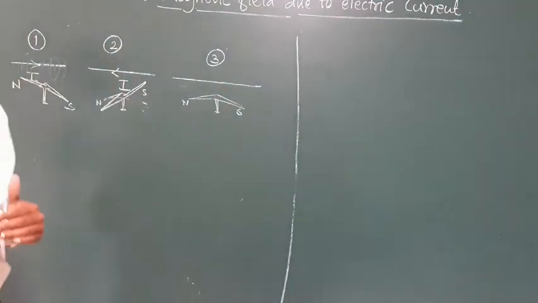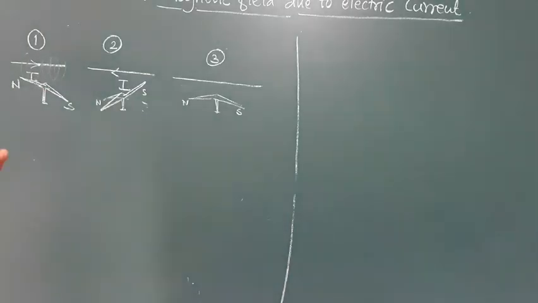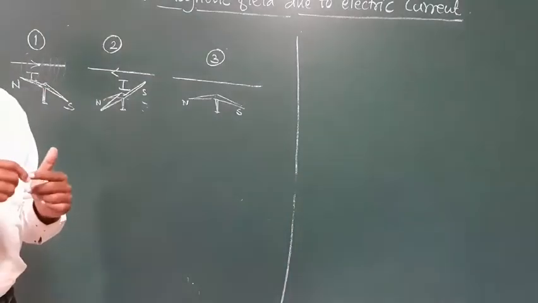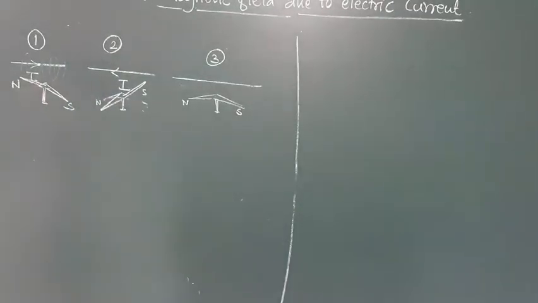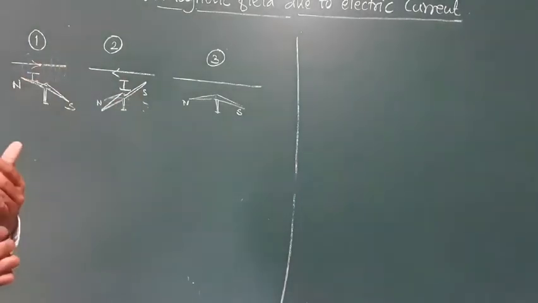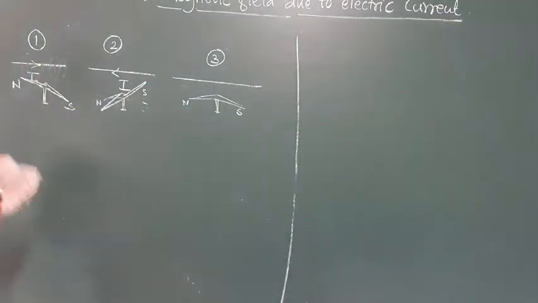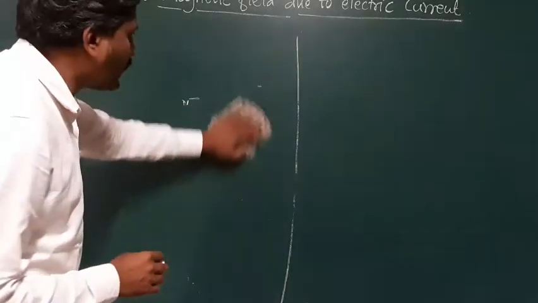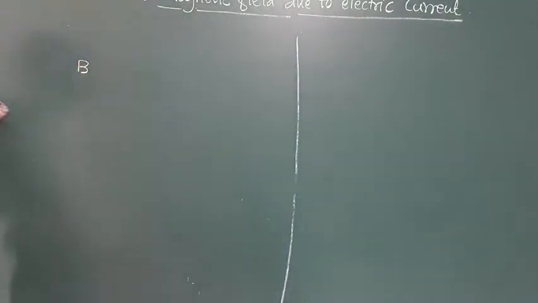If I change the direction of electric current, the deflection of the magnetic needle changes. It means the magnetic field changes, that is, the magnetic lines of force flow in different directions. So it is totally clear that whatever magnetic field is produced, that magnetic field is expressed by B.